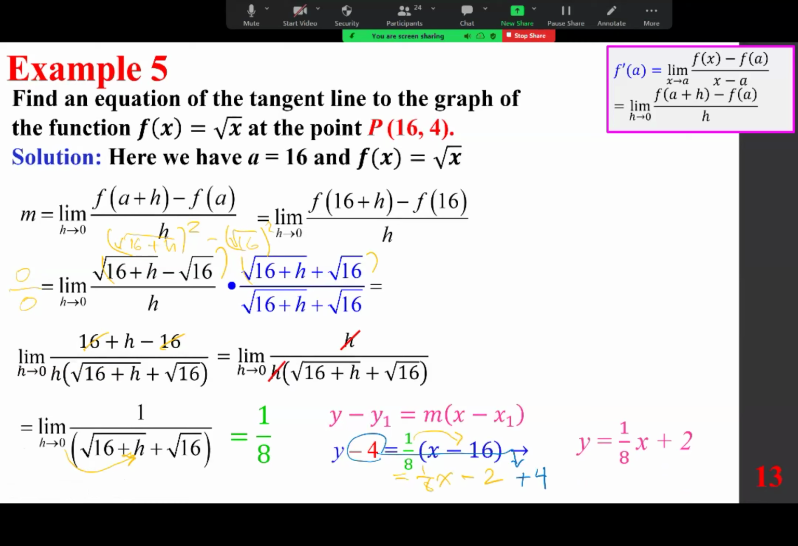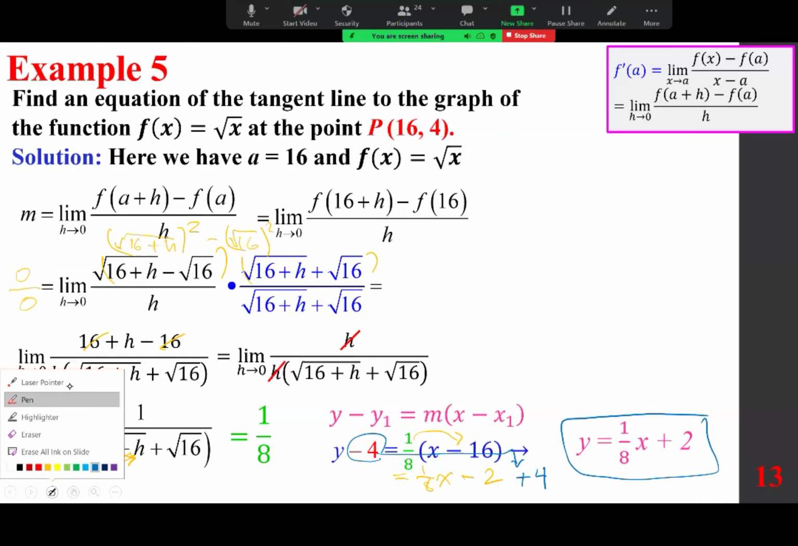Now, the only thing I want to add before we look at the second method: if you plug in 16, you get 1 over 8 times 16, which is 2, and 2 plus 2 is 4. When it checks, it means this process is correct. It doesn't mean that we came up with the correct answer here, okay? But it's a good idea to do that.